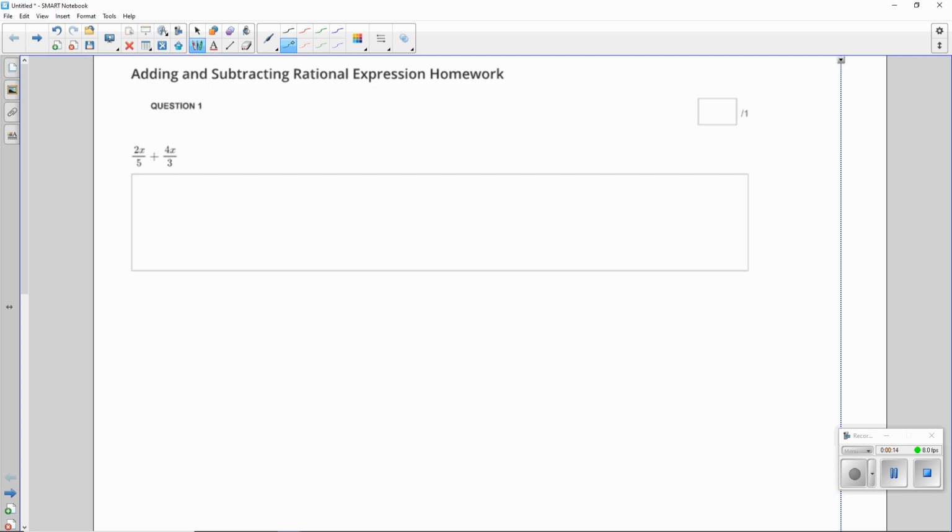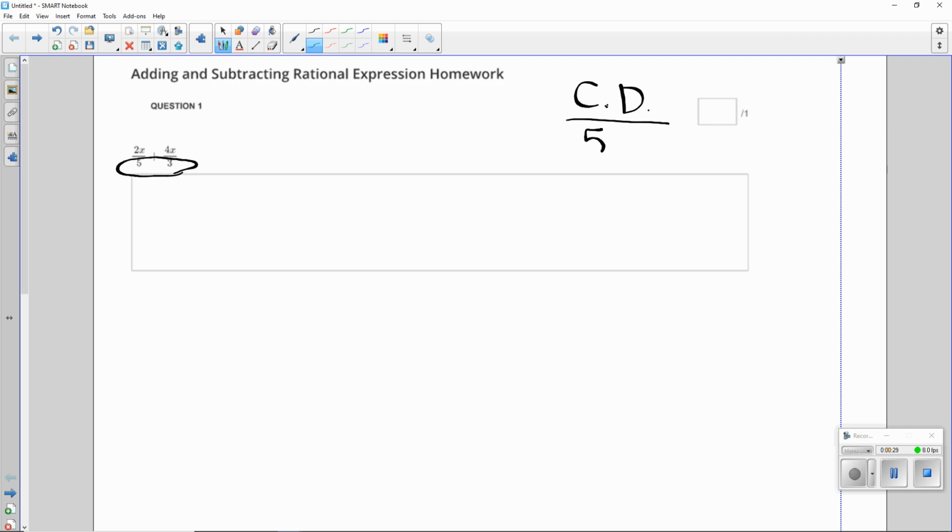So to add and subtract fractions, you need a common denominator. I'm just going to label it CD for common denominator. Easiest way to get that is just to take both denominators and multiply them together in this case. 5 times 3 is 15. So our common denominator is 15.